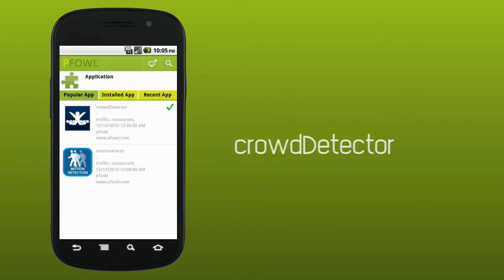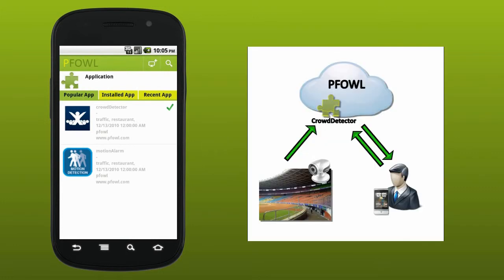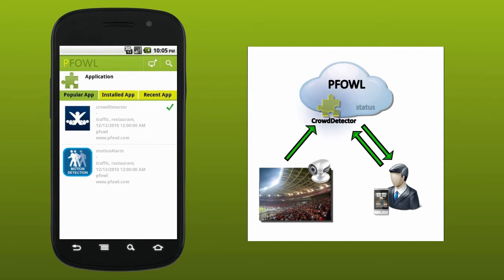To understand how this crop detector works, take a look at this animation. The image which represents the status of a venue will be received by the PFOWL server and then processed by the crop detector, and then the application passes the status information to the user. The user will receive the status as a graph.